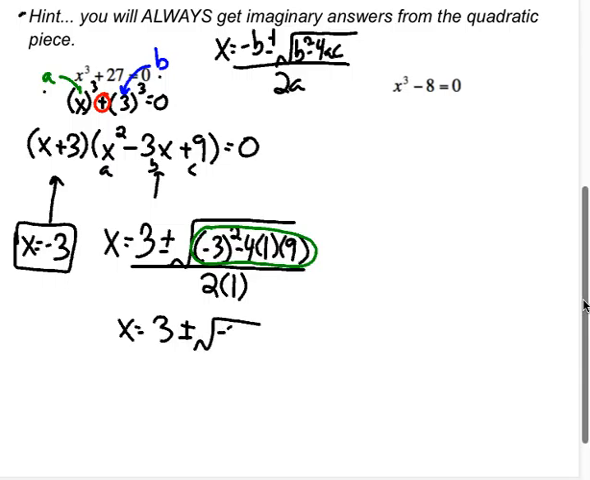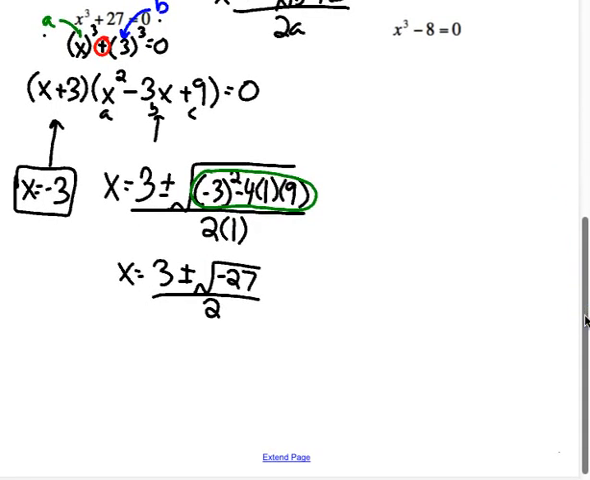And that gives you negative 27. Now, hopefully, it makes sense to you that you get a negative number when you do that. Because remember, I told you, you will always get imaginary solutions. So for that to be true, you'd have to be getting a negative in there. So again, hopefully, that makes sense.